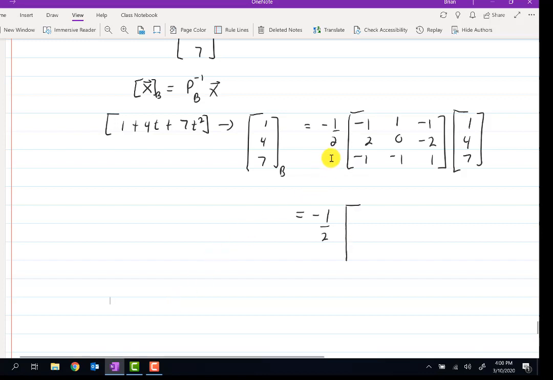So let's start. I'm going to get negative 1 times 1 will be negative 1 plus 4. So I'm at 3 minus 7. Looks like negative 4. And then the 2, 0, negative 2 row, I'm going to get 2 minus 14. It looks like negative 12. And then finally, for the last row, I'm going to get negative 1 plus negative 4. I'm at negative 5 plus 7 will be at a positive 2. Well, this is nice. I'll get 2, 6, negative 1.